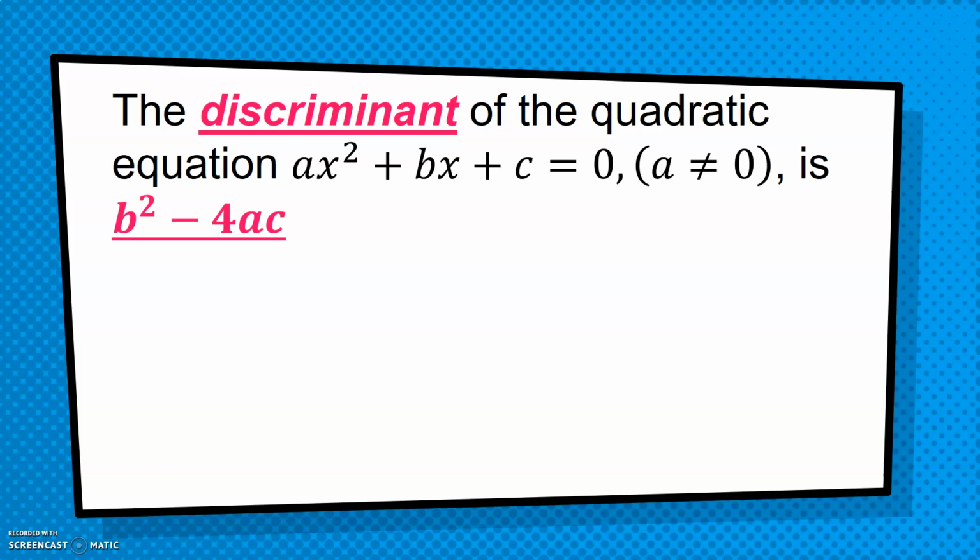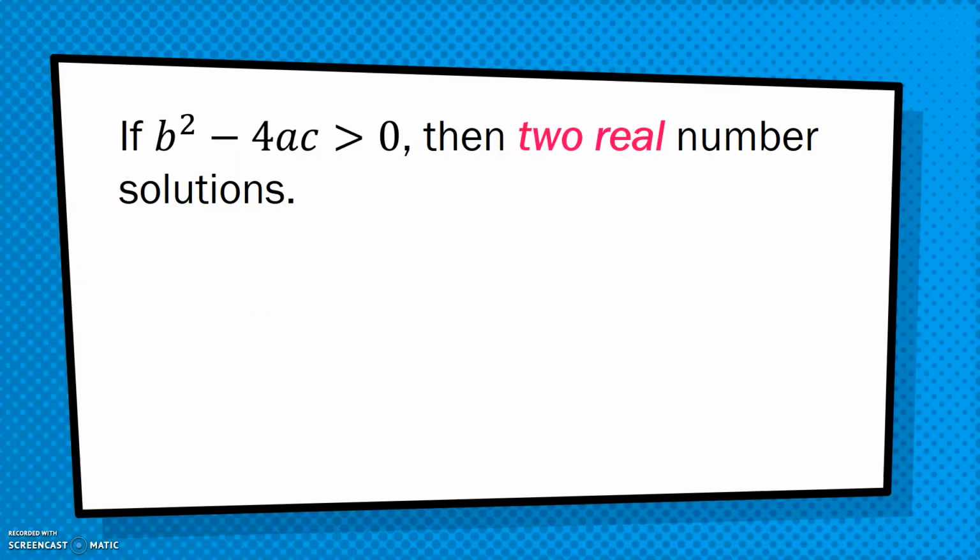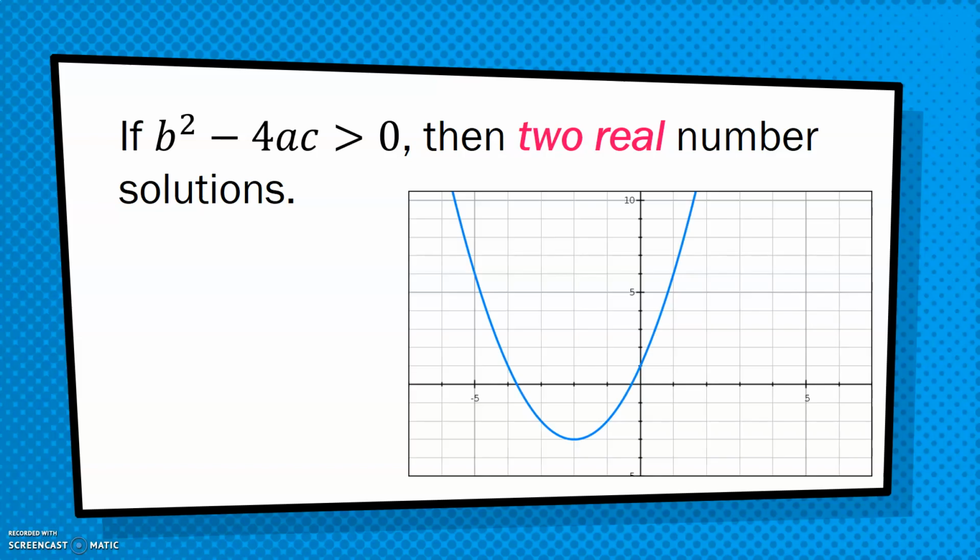So why do we care about this discriminant? What is it going to tell us? Well, it tells us a couple different things. When we calculate that, if it's greater than 0, then we're going to get two real number solutions. So that means the graph is going to look something like this, where it crosses the x-axis in 2 points. That tells me that the quadratic has two real number solutions.